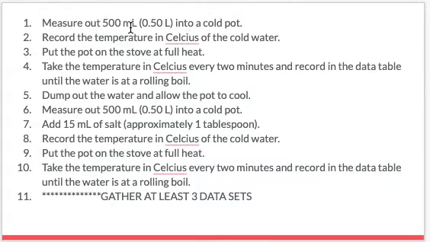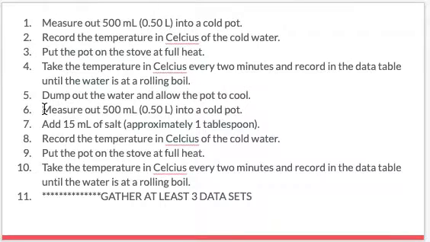I measured out 500 milliliters. See how I did that in metric? 500 milliliters. I didn't say like 2 cups. I said 500 milliliters into a cold pot. I recorded the temperature in Celsius, again in metric, of the cold water. I put the pot on the stove at full heat. I take the temperature in Celsius every 2 minutes and record that on a data table until it's at a rolling boil. Then once it's at the rolling boil and I've taken the temperature and recorded it, I'm going to dump out all that water and allow the pot to cool.